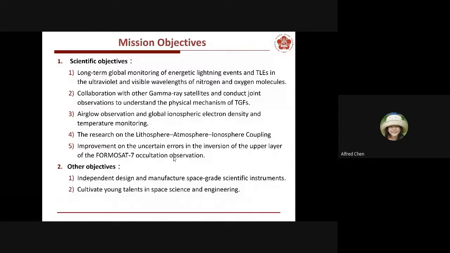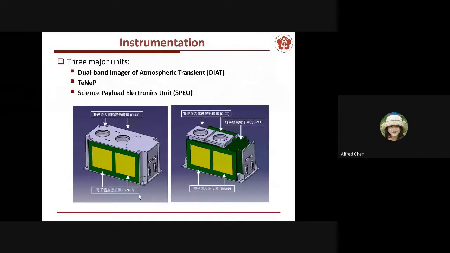In addition to scientific objectives, we also hope to have an independent design and manufacturing of space-grade scientific instruments, and to cultivate young talents in space science and engineering. So therefore, we will try to recruit a lot of young people, including undergraduate students, master and PhD students, and postdocs to join this mission. So in the following slides, I will give some introduction about the instrumentation.